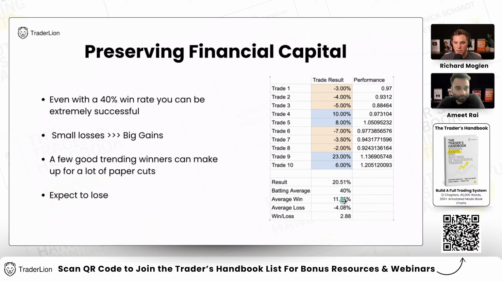Your average win was 11.75%. Your average loss was 4.08%. Your win to loss ratio, which is your average win divided by your average loss, was 2.88. So you can see that even with only winning 4 out of 10 times, you have really strong performance.